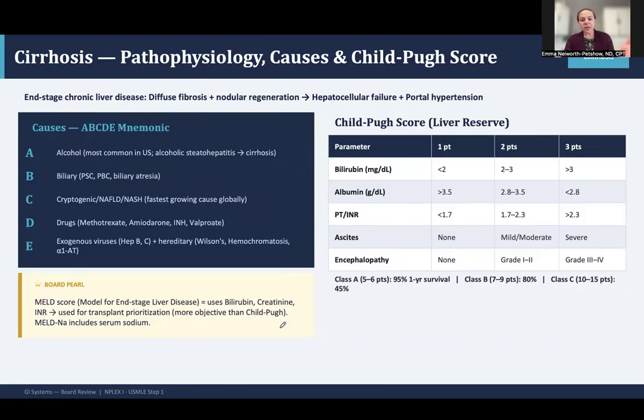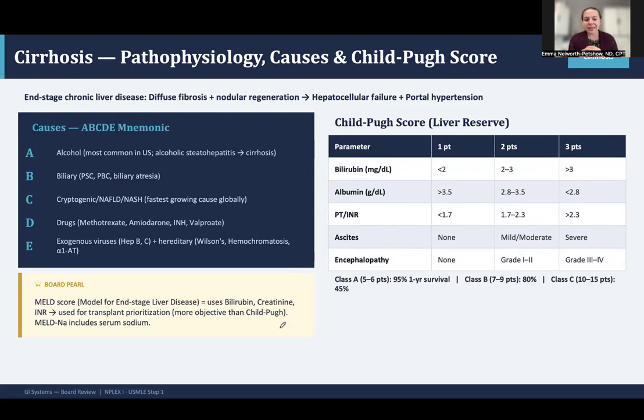Thinking then about what could happen to our liver, how could things progress into cirrhosis? And cirrhosis is an end-stage chronic liver disease. It's from diffuse fibrosis and regeneration of nodules within the liver that then leads to hepatocellular or hepatocyte failure, and then portal hypertension, increased pressure within the portal system.